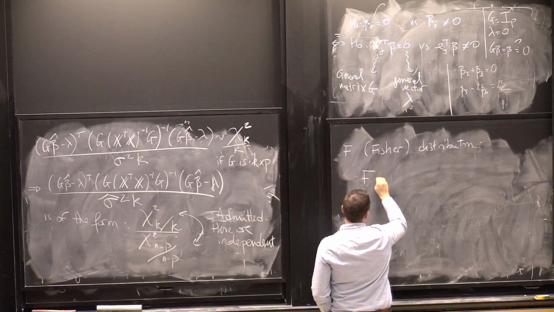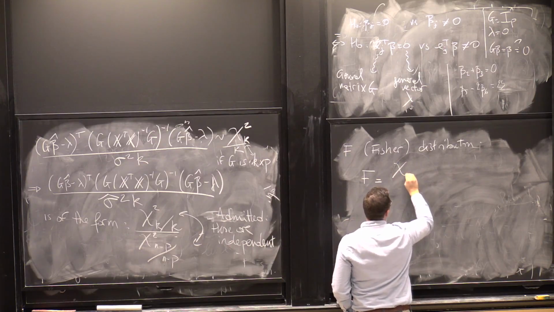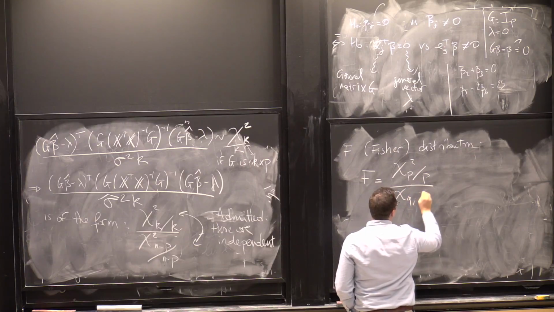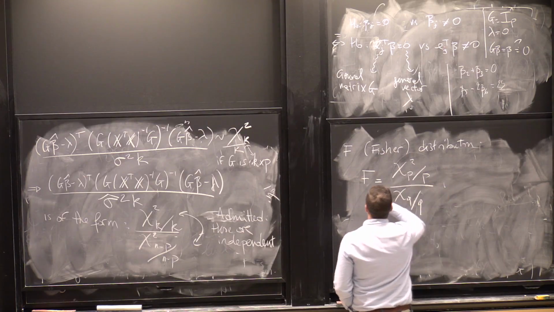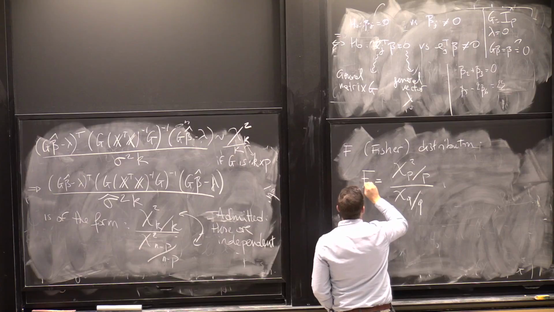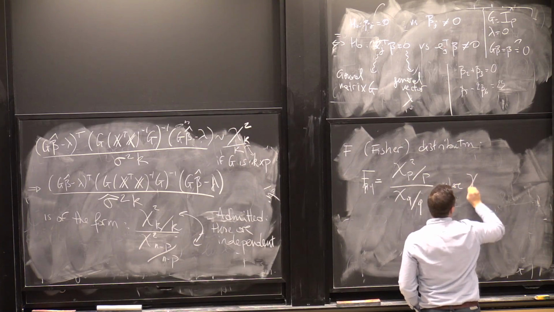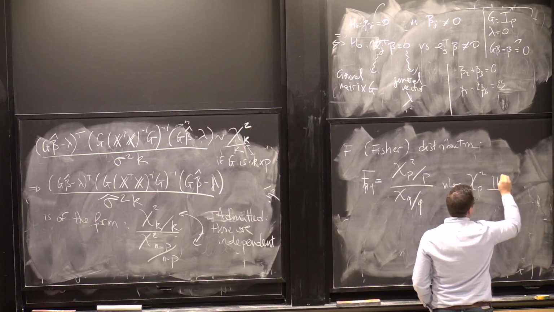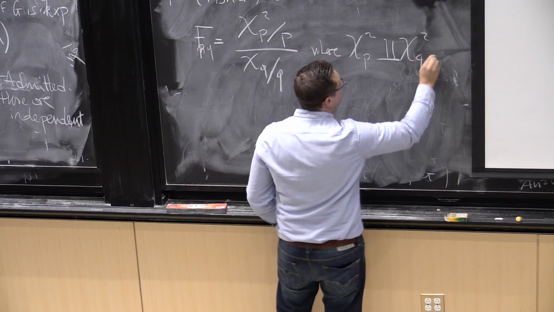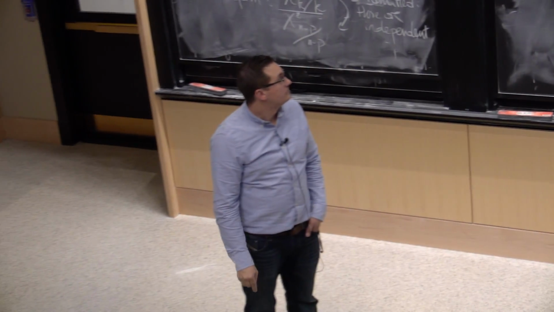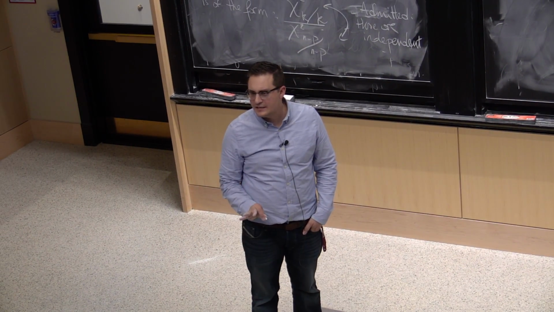F is equal to the ratio of a chi-square P over P and a chi-square Q over Q. So that's F_{P,Q}, where the two chi-squares are independent. Okay? Is that clear what I'm defining here?